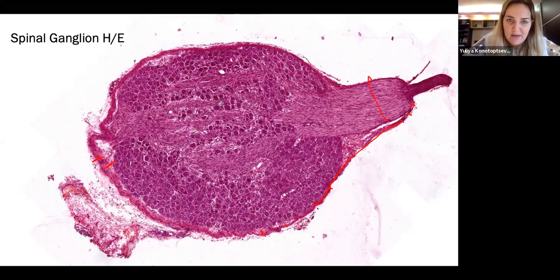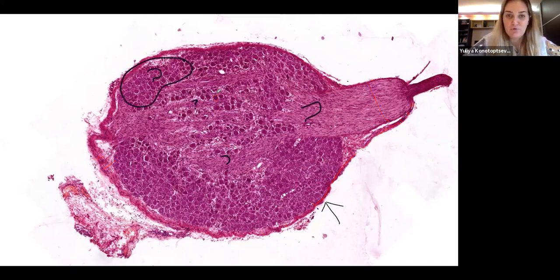Inside of the spinal ganglion, you can see these circles. These are the cell bodies of the pseudo-unipolar sensory neuron, right? So here they are. We call them ganglion cells or ganglionic cells. I repeat, it's very weird because it's not a separate cell, it's just a part of a neuron.